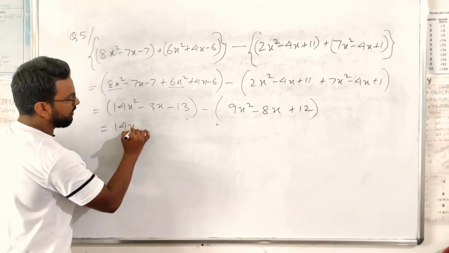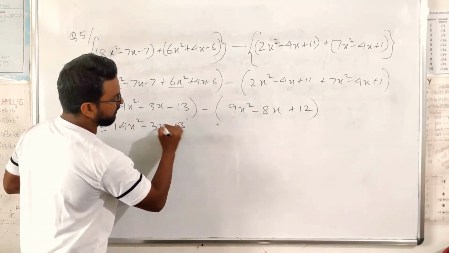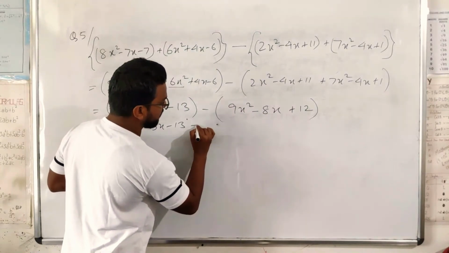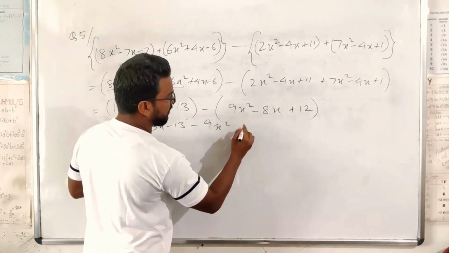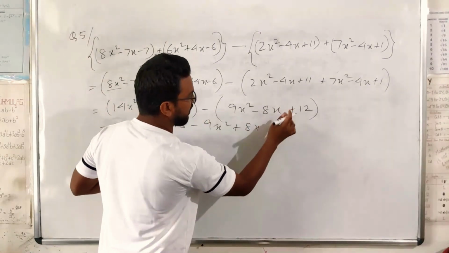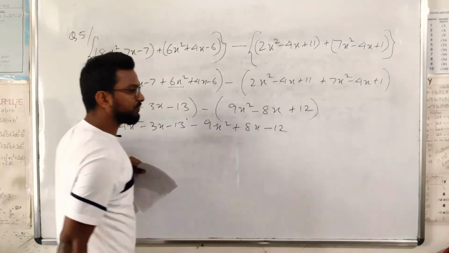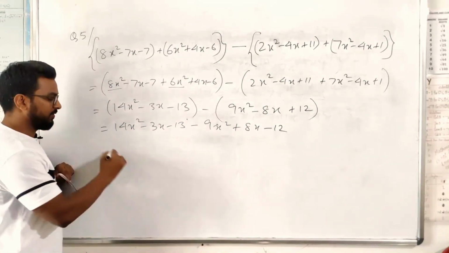Now you can open the bracket. The first expression will remain the same. Second expression will become minus plus, it will be minus. Minus minus, it will be plus 8x. Minus plus, it will be minus 12. Now you can solve it.